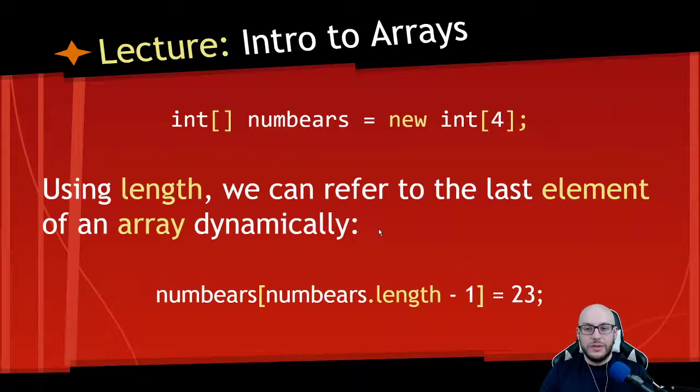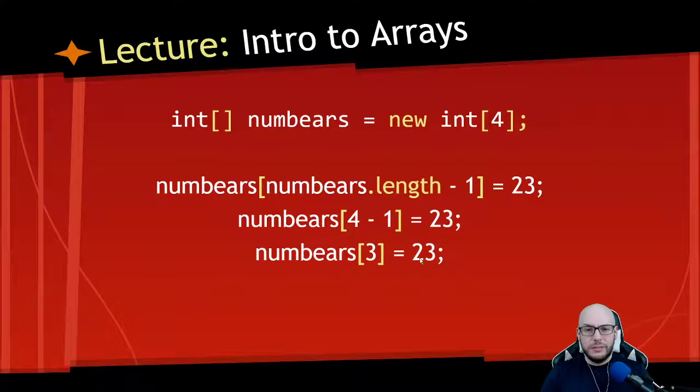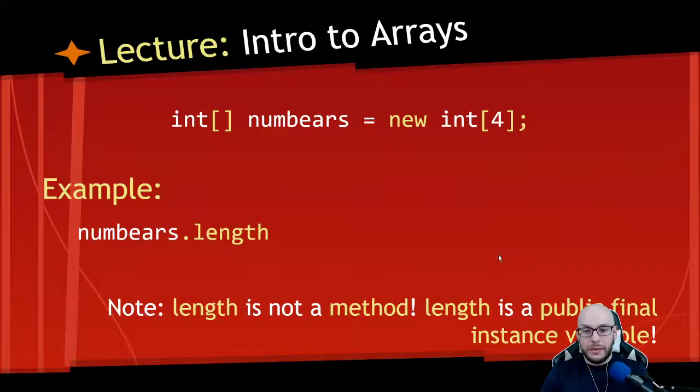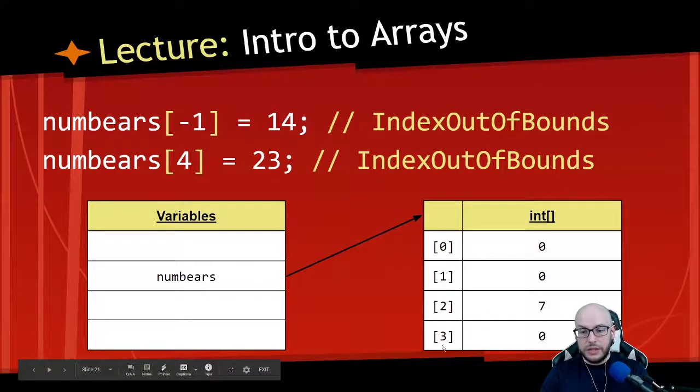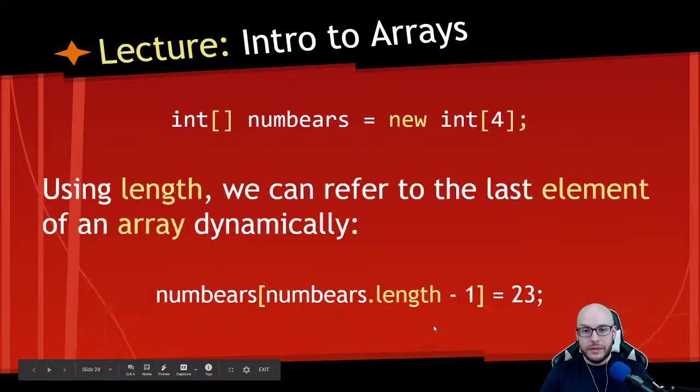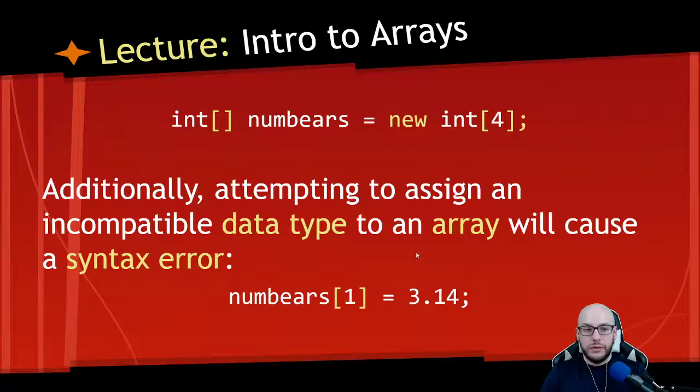Using length, we can refer to the last element of the array dynamically, just like we did with strings, right? So I want to go into numbers at, right, this is what these brackets kind of mean, at a particular index. This index in question is numbers.length - 1, and I'm going to change that to 23 in this example. Well, the length of our array is 4, so -1 gives us a value of 3. This is the last element in the array. Right? If I backtrack and look at a visual, index 3 is our last index. In my example here, I'm changing it to 23.